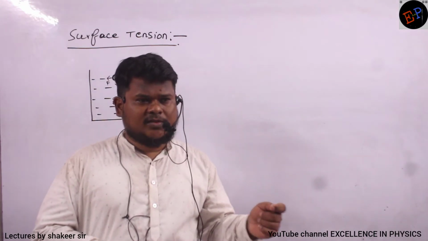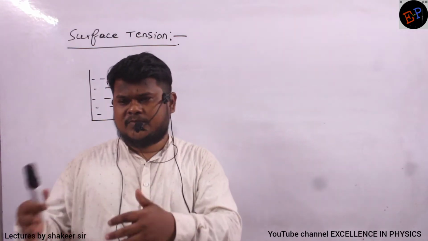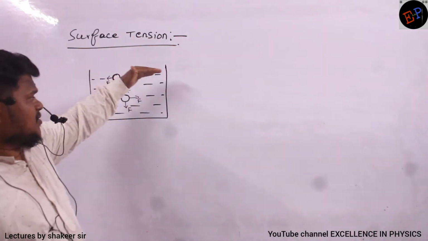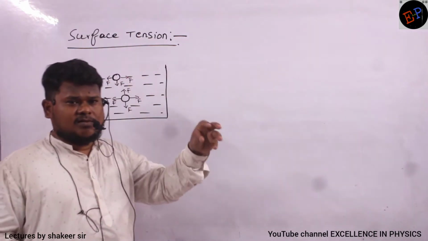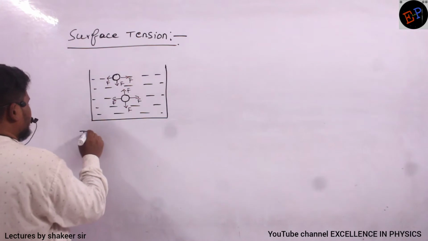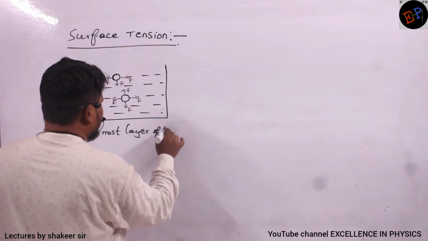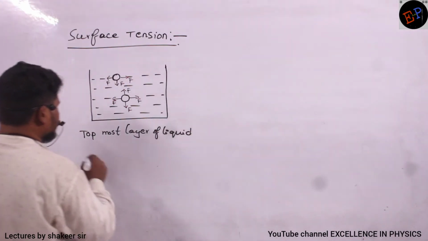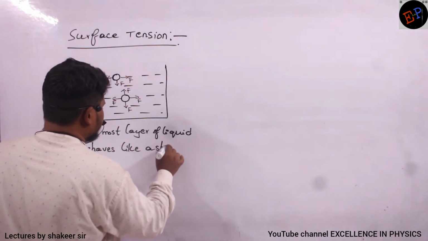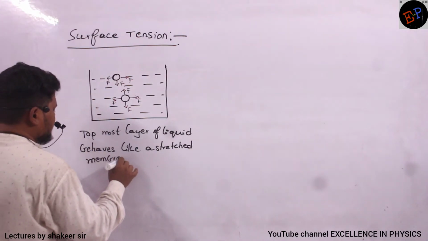So when you strike the stretched membrane, it vibrates many times. And those vibrations are multiplied in the empty space present inside the drum, and so sound is produced. So it means the topmost surface of any liquid also behaves like a stretched membrane. That property is called surface tension. Okay? So the topmost layer of liquid behaves like a stretched membrane. What is the reason for this?